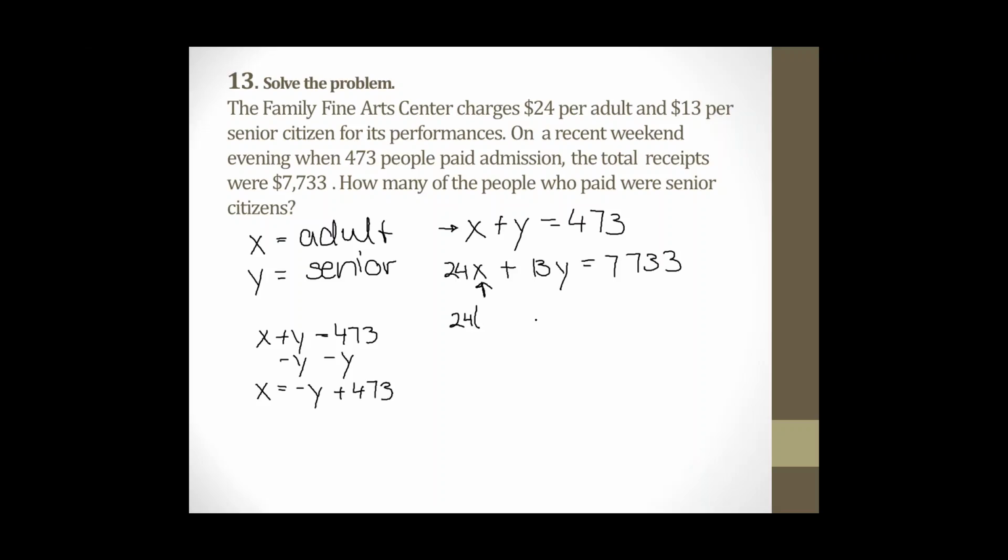24 times negative Y plus 473, plus 13Y is equal to $7,733. Okay, using distributive property to eliminate the parentheses, we get negative 24y, and now you guys get to help me again. What is 24 times 473? Don't let me hang now.